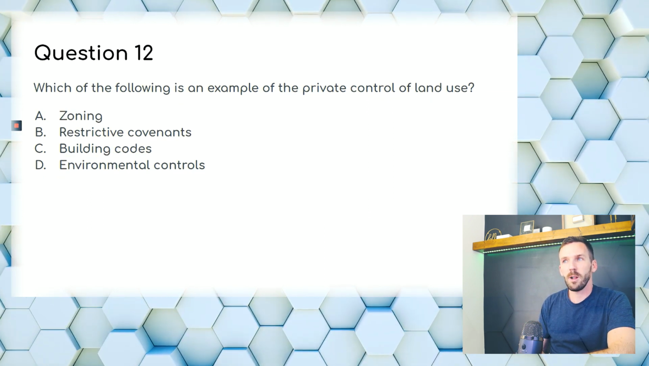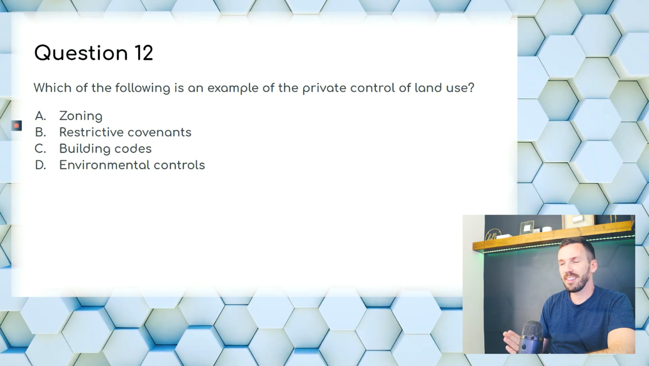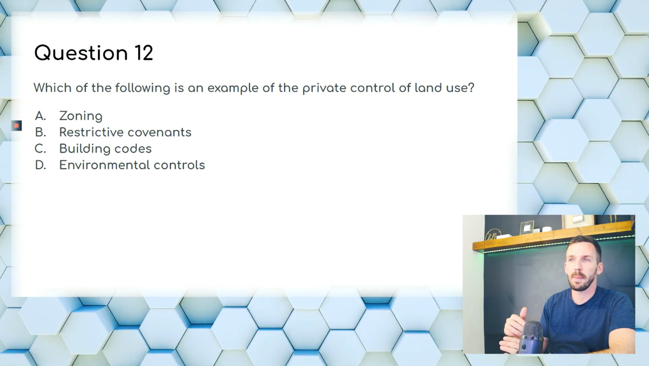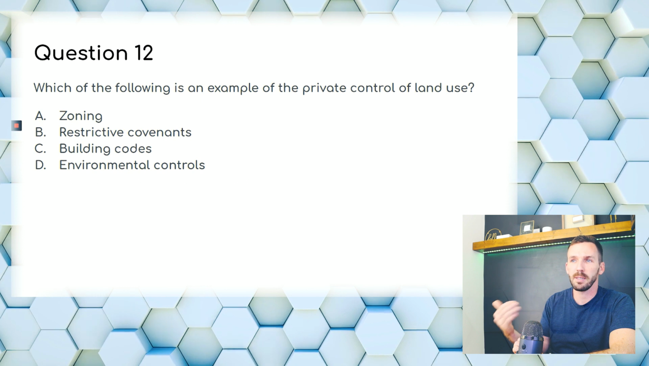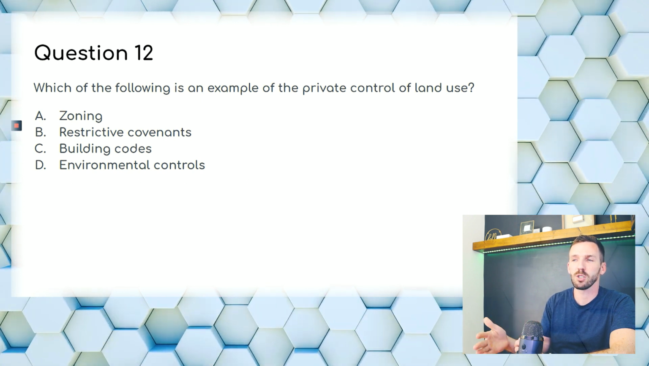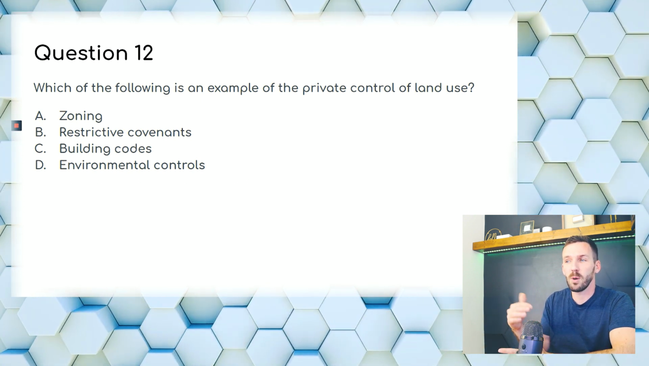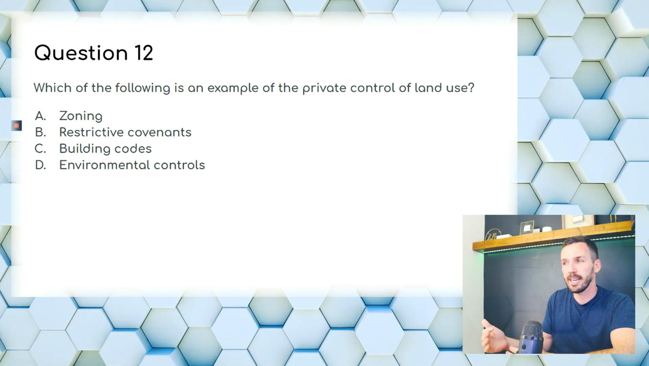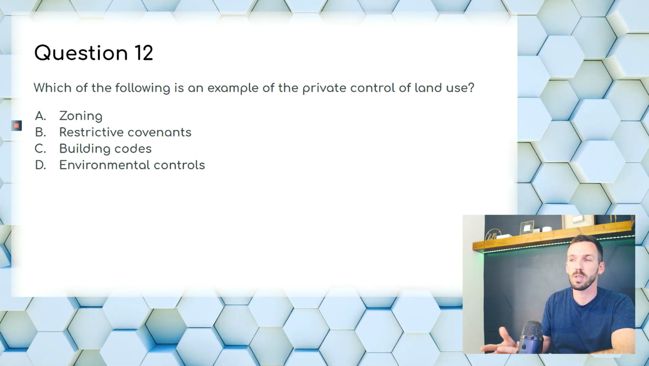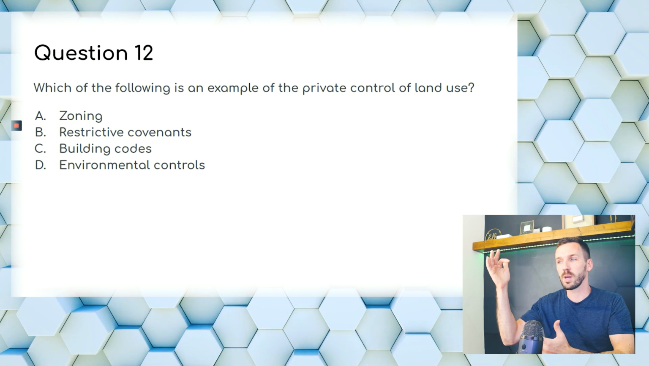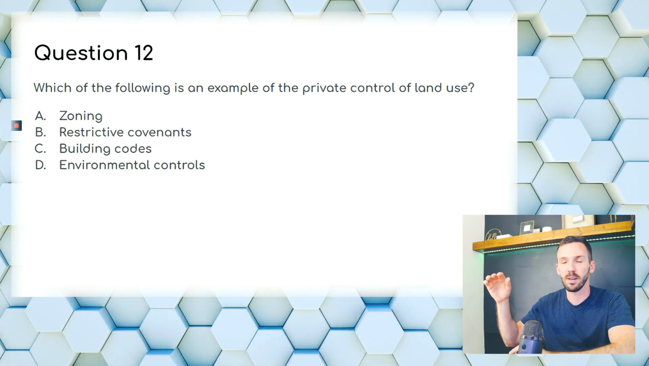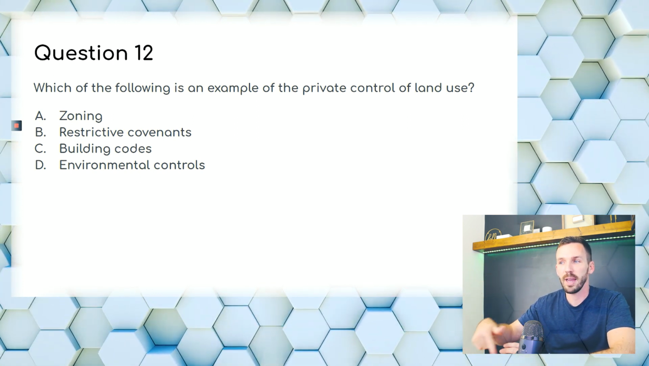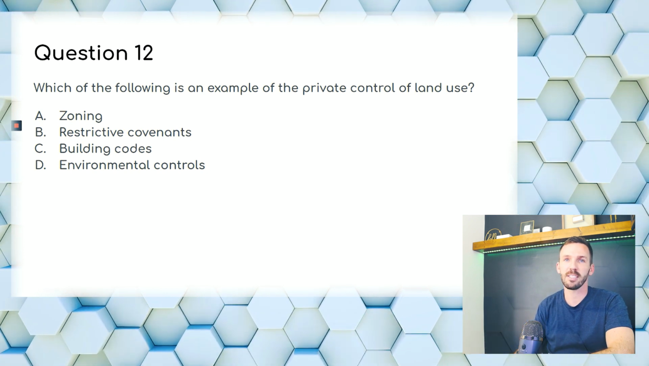Question 12. Which of the following is an example of the private control of land use? A, zoning, B, restrictive covenants, C, building codes, or D, environmental controls. So this is a flip to the question we were just asked previously. Public land use versus private land use controls. Public is higher level, zoning, codes, environment, etc. Private is your HOA and restrictive covenants. Answer here is B.